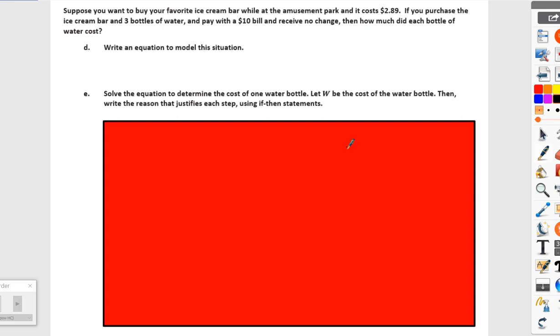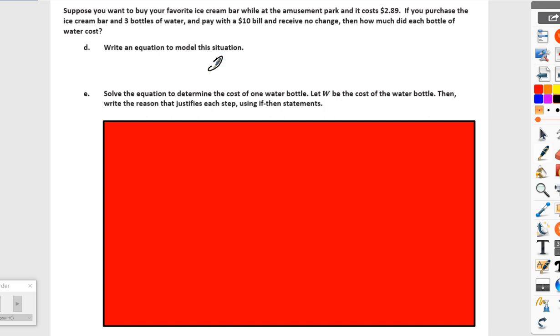All right, suppose you want to buy your favorite ice cream bar while at the amusement park, and it costs $2.89. If you purchase the ice cream bar and 3 bottles of water and pay with a $10 bill and you get no change, how much did each bottle of water cost? How can we set that up? What would be the equation?